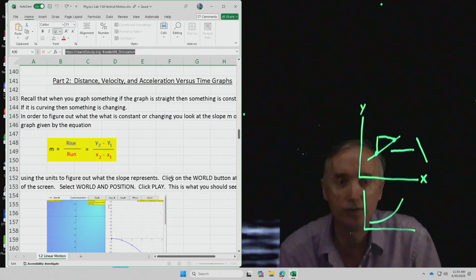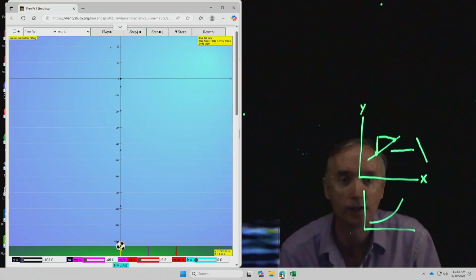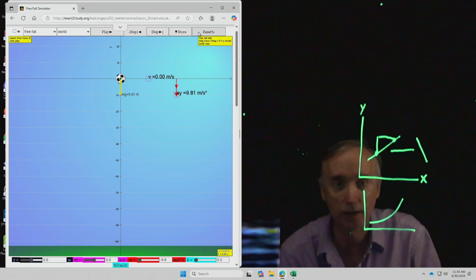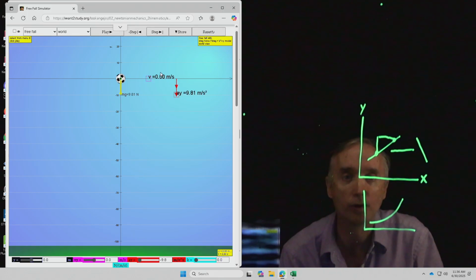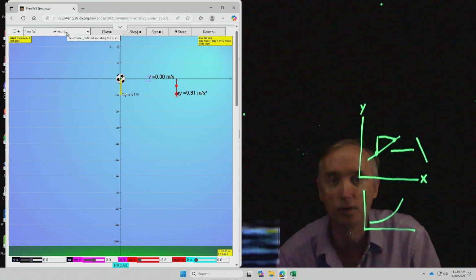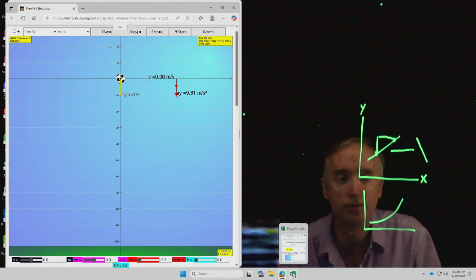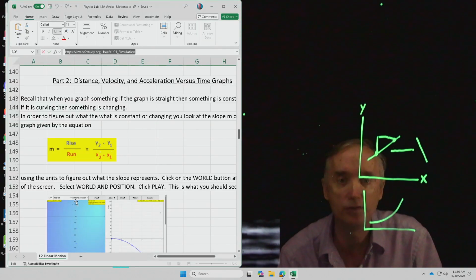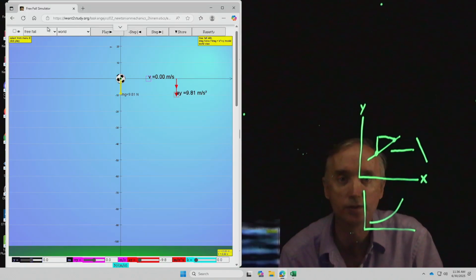Okay, now we need to click on the world button. So we're going to go back to the simulation. Remember to reset it, so the ball is back up here, and we're going to click on world. World is over here. Then the next thing it says to do is select world and position, and then click play. So we're going back to the simulation, world and position. So we click on here.